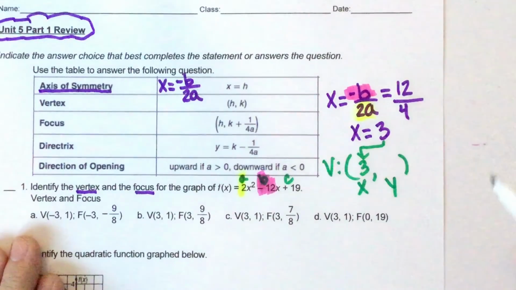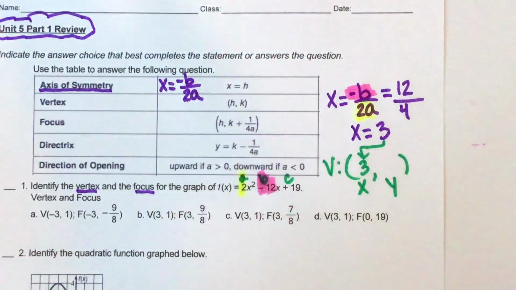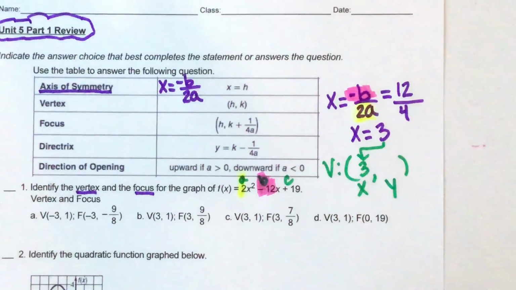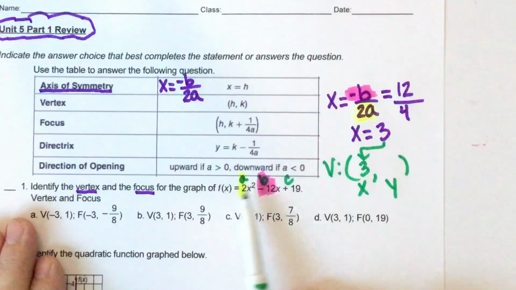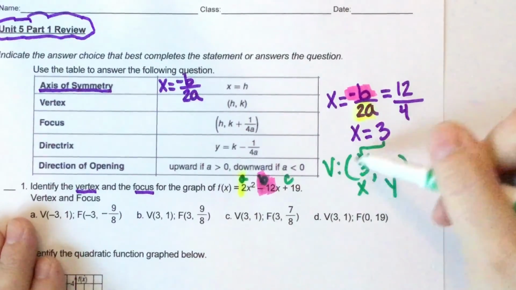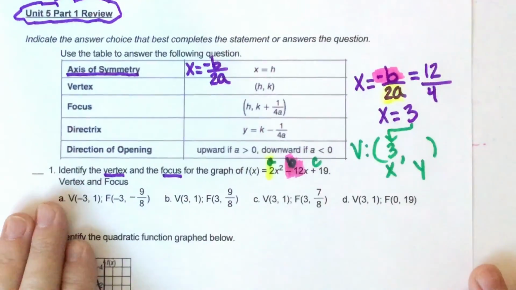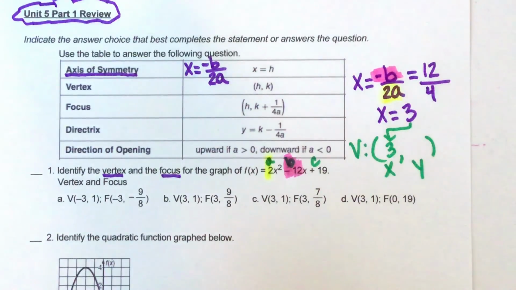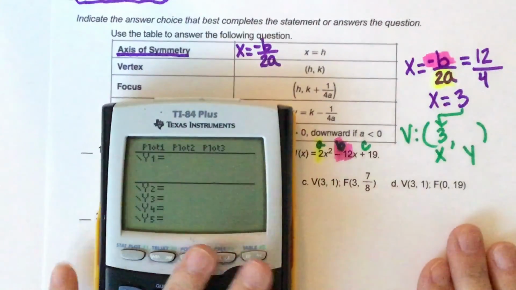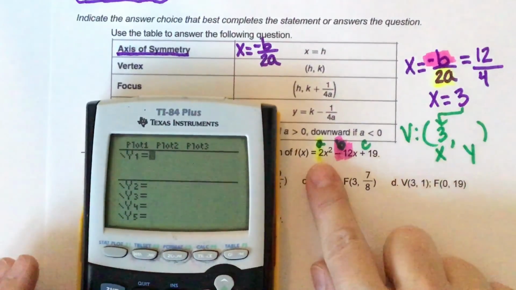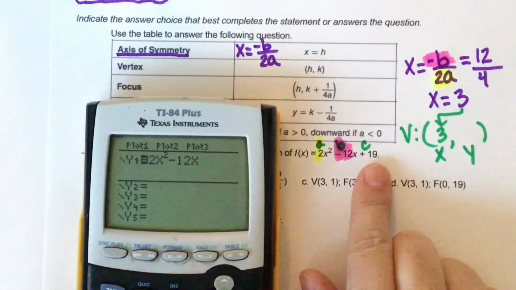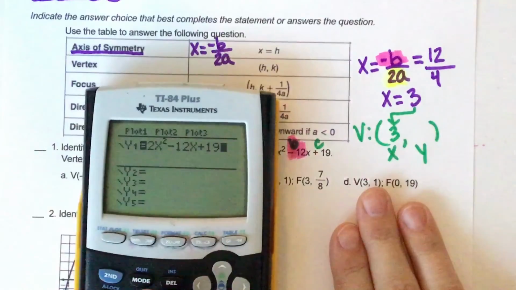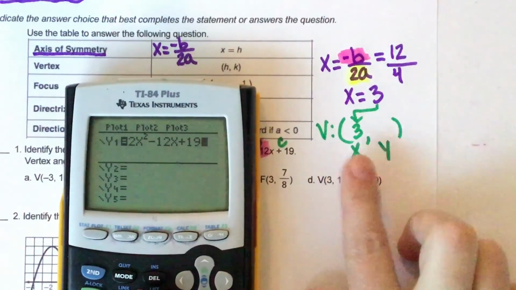Now I just need to find the y-coordinate of my vertex. To find the y-coordinate of my vertex, I can do a few different things. But what I'm going to do is put this equation into y equals of my calculator, go to the table, and look for a 3 in the x column. There are other ways to do that, but this is what I'm going to do. All right, so I'm going to go to my y equals, and type this equation in: 2x squared minus 12x plus 19. And then I want to go to my table and look for a 3 in the x column.